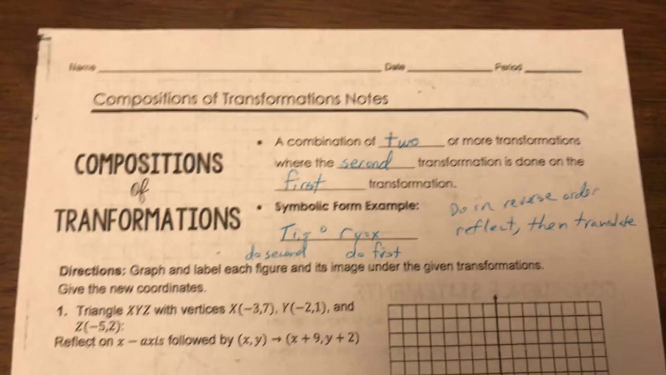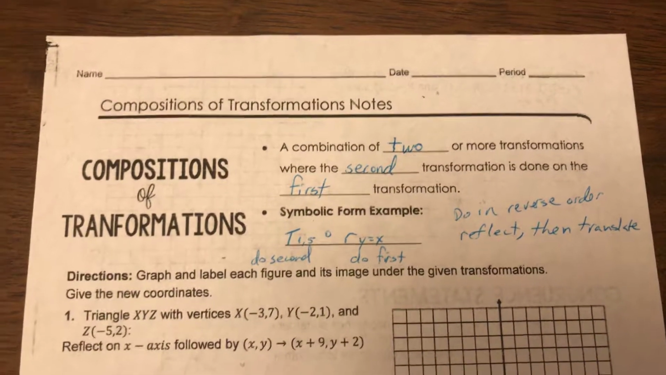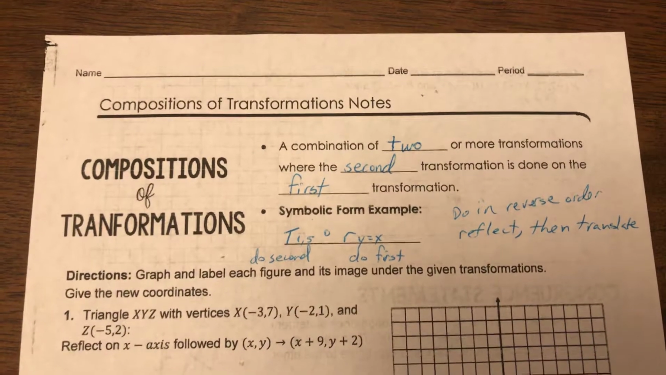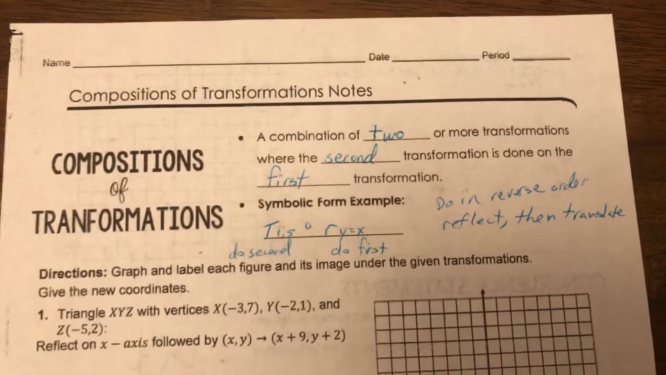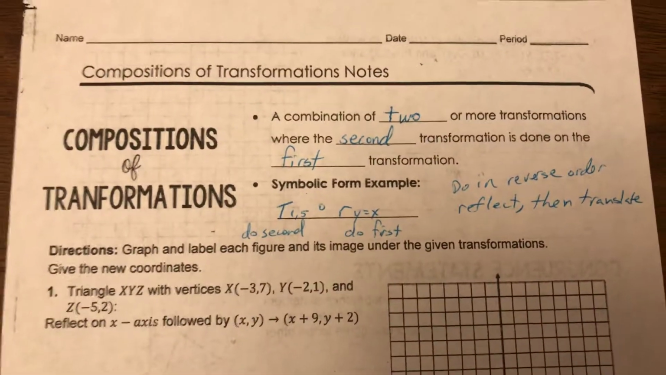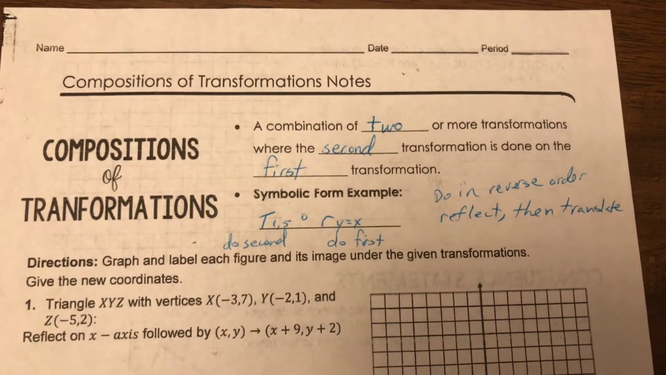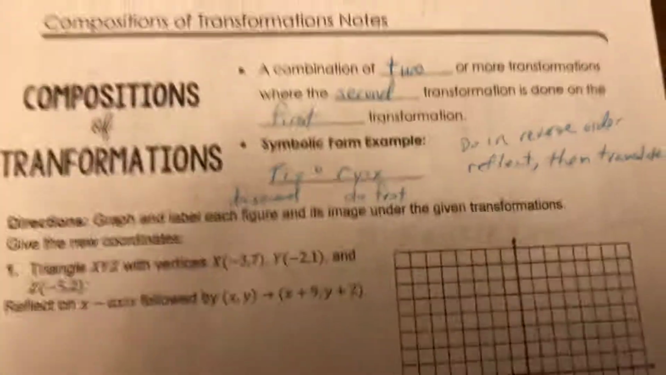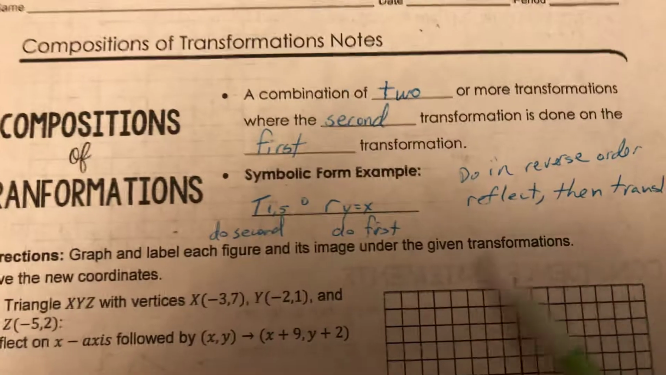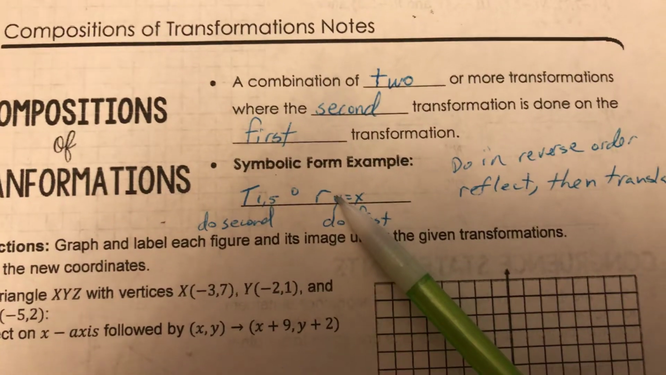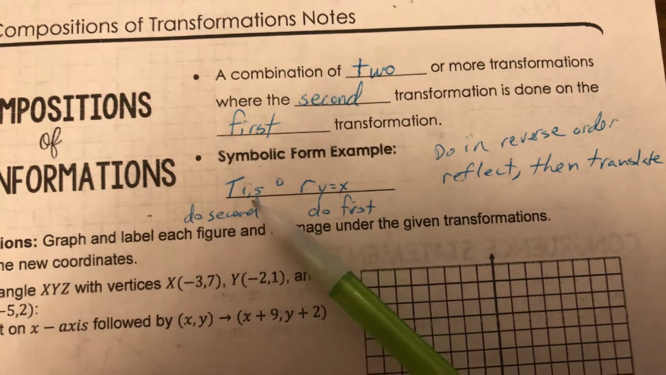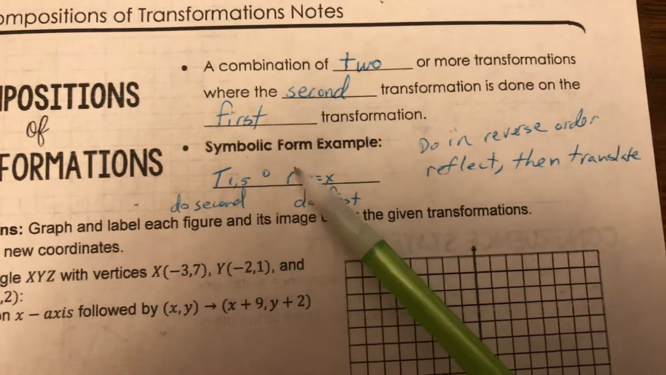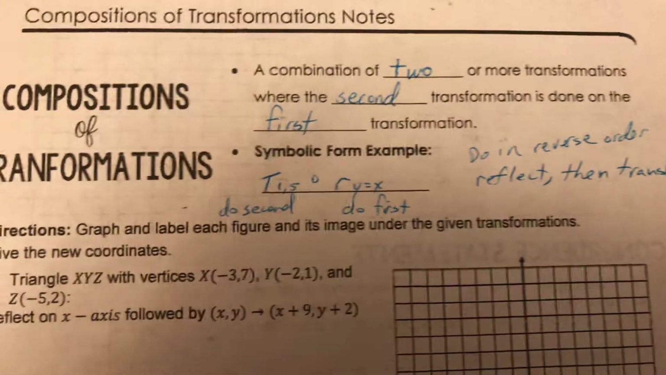As you see up here, compositions of transformations are a combination of two or more transformations, and the second transformation is done on the first transformation. What's important to understand is that whenever it's written symbolically, as you see here, you always do the one that's listed second first. So here we would reflect over the line y equals x, and then we would translate 1,5. That's very, very important. If you don't do that correctly, it's going to be wrong.